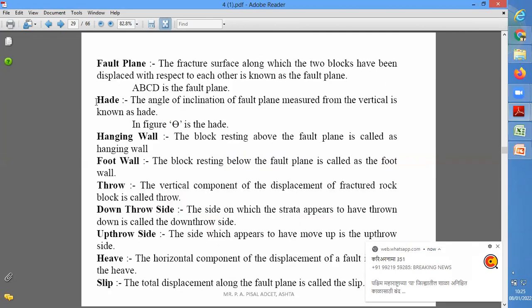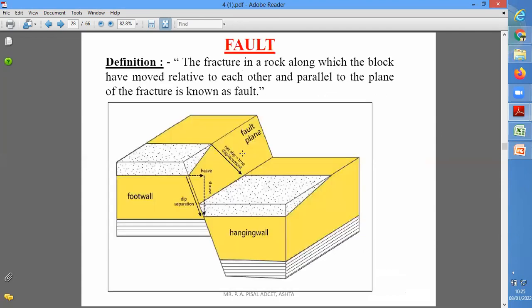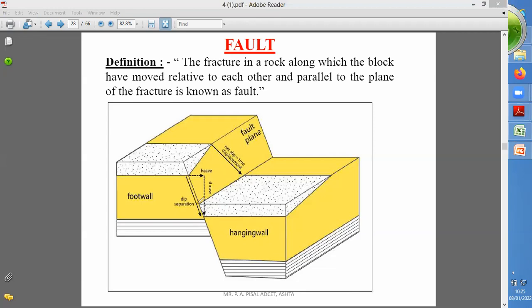Head. The next is the head. The angle of inclination of fault plane measured from the vertical is known as the head. Okay. म्हणजे या fault plane शी तयार झालेला जो angle असतो, that angle is considered as a head angle. Now here, just a minute, I will show you where is the head angle. So here this angle is considered as a head angle.